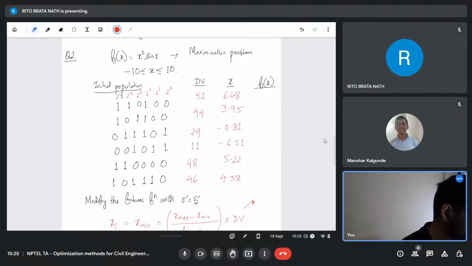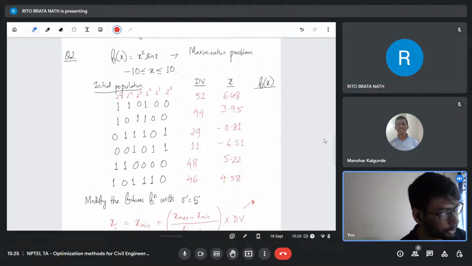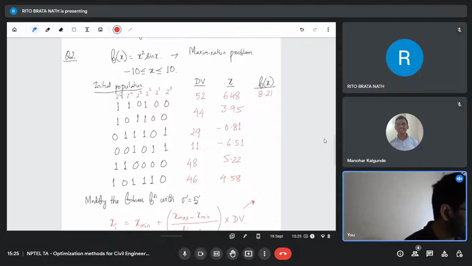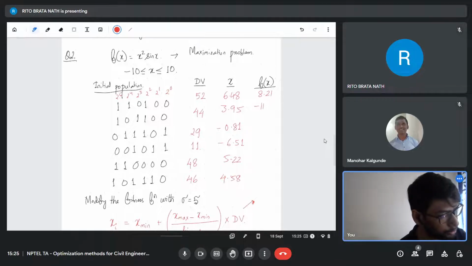Okay, so let's quickly calculate this. The first one will be 8.21. The second one will be 3.95 squared times sine 3.95. So that's minus 11.28.